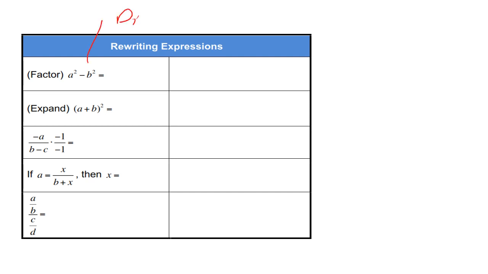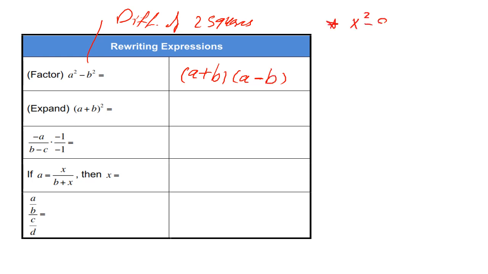This is called the difference of two squares: a squared minus b squared. We open two brackets. One of them is positive, the other is negative. A squared is a multiplied by a, and b squared is b multiplied by b. For example, x squared minus 9 is equal to x minus 3 and x plus 3.